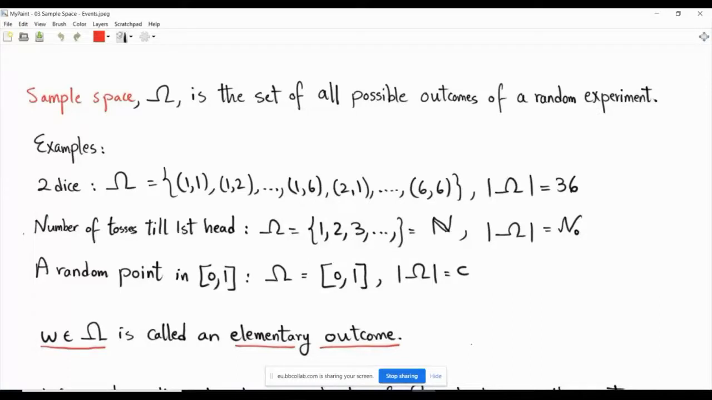Okay, so sample space, capital omega, is the set of all possible outcomes of a random experiment. You do an experiment and then you collect all possible outcomes of this experiment in one set, and this set is called the sample space. So if you throw two dice, what are the possibilities that you get? You may get 1,1, or 1,2, 1,3, 1,4, 1,5, 1,6, 2,1, 2,2, 2,3, and so on. So you get the numbers on the two dice, and you have a total of 36 possibilities. So the experiment of throwing two dice is associated with a sample space that is finite, with a cardinality of 36. So we have 36 elements here.